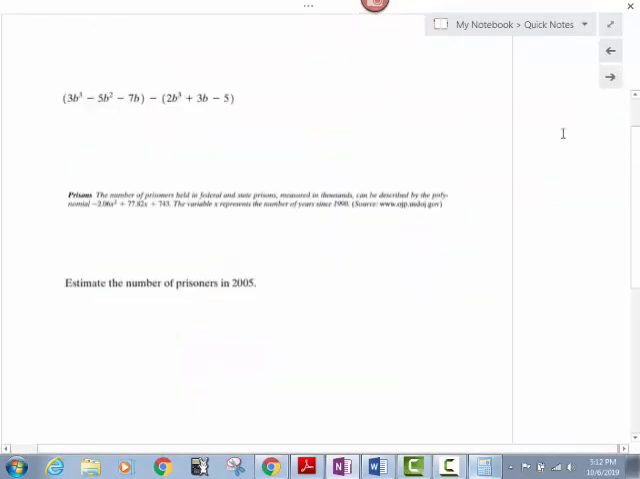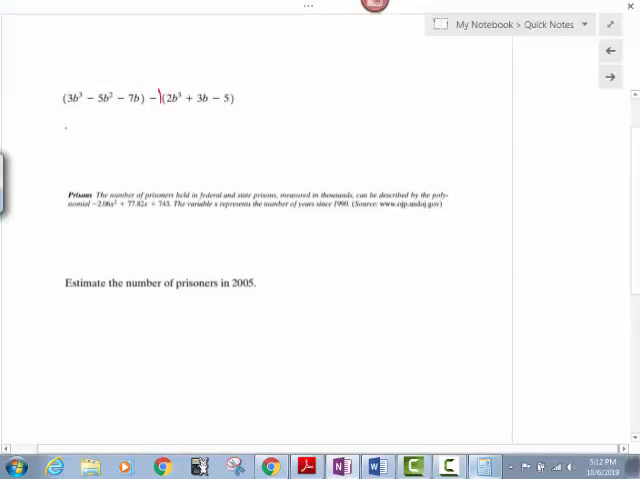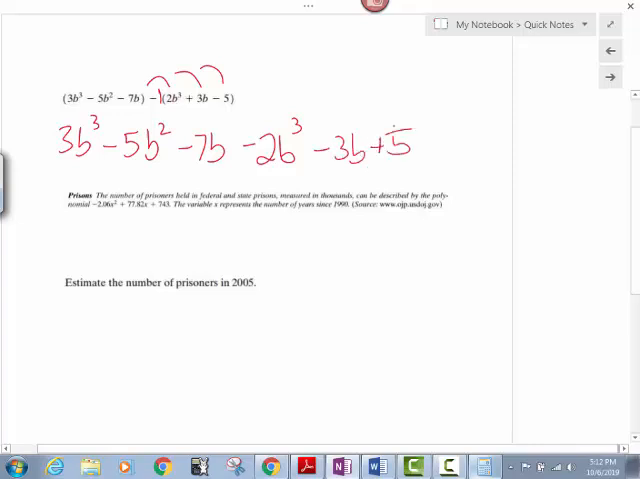All right, let's take a look here and see if we can figure out the next one. Again, I'm going to go ahead and put my negative 1 right there, so I'm going to leave this piece alone. 3b to the third minus 5b squared minus 7b. And if I multiply my negative 1 to negative 2b to the third, a negative 3b and a positive 5. Okay. So let's see.